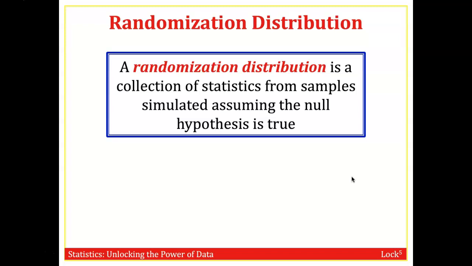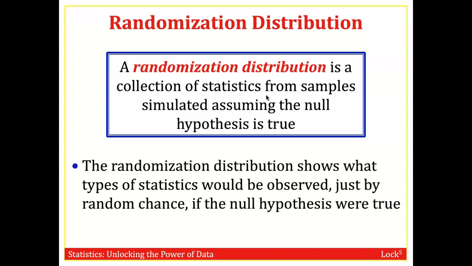So a randomization distribution is a collection of statistics from samples simulated under the assumption that the null hypothesis is true. We'll see different ways that we can do this for proportion and for means, even for correlation and regression as we go on. But this is our first look at a randomization distribution. It shows what types of statistics would be observed just by random chance if the null hypothesis were true.